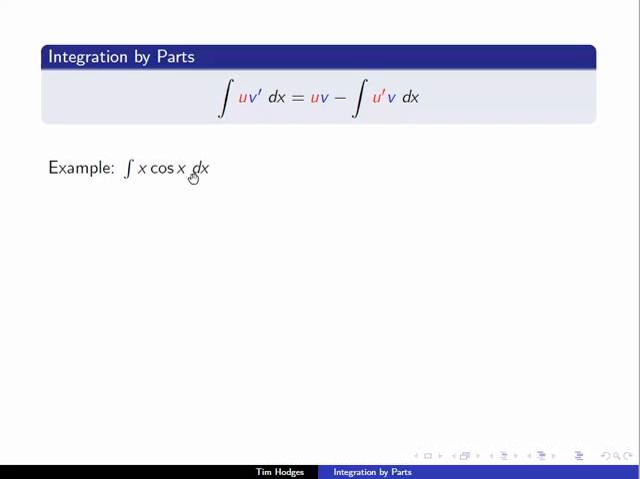Let's do x cosine x. So we'll take u to be x and v prime to be cosine x. A question we get a lot is, why did we do it that way around? And the answer is usually because this gives us a simpler integral over here. We can integrate cosine and get sine and differentiate x and get 1, and then the integral we get on the right-hand side is going to be simpler than the one that we started with. So as I said, u prime is 1, v is sine x.